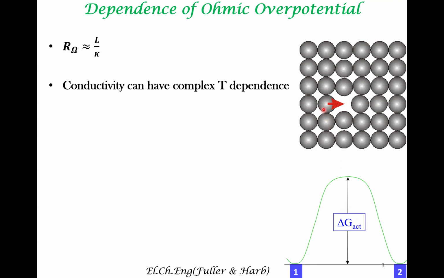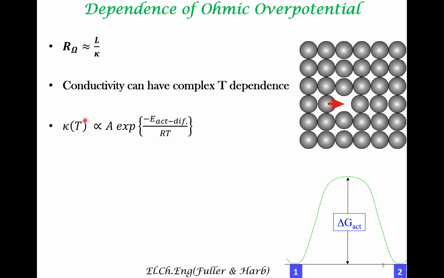As the anion moves, or the vacancy moves in the opposite direction, there is a change in coordination, because of which there is a transition state whose energy is greater than these two points. So this activation energy for ion hopping will determine the temperature dependence.